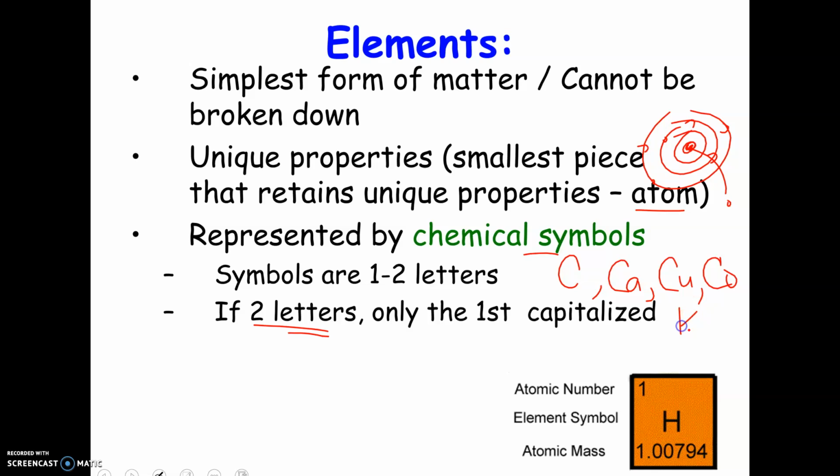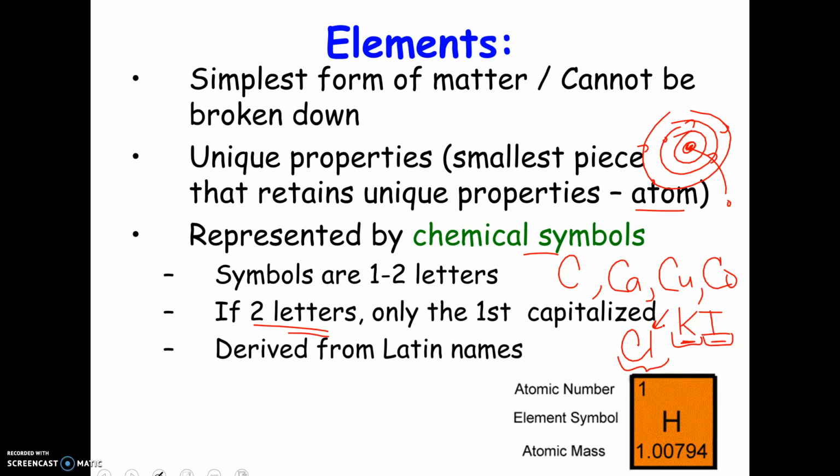So for example, KI, 2 capital letters, that would not be an element on the periodic table. That would be a compound that's composed of 1 potassium and 1 iodine. On the other hand, Cl, that would be a single element. Notice how the L is lowercase. That would be chlorine.